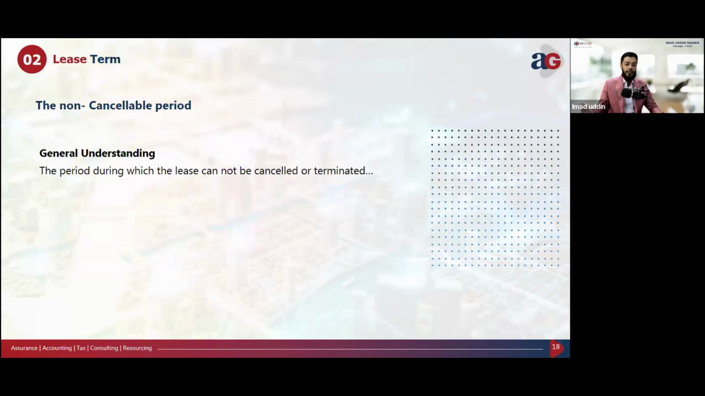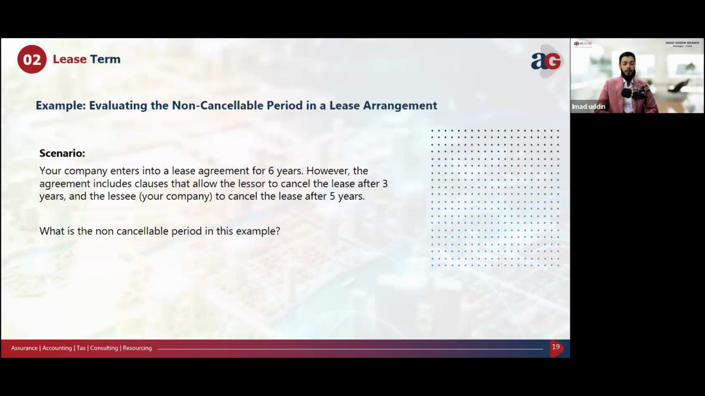Now, the general understanding is that the non-cancellable period is the period during which the lease cannot be cancelled or terminated. But by whom? Or under what conditions? So here's an example to ease your knowledge. Your company enters into a lease agreement for 6 years. However, the agreement includes clauses that allow the lessor to cancel the lease after 3 years and the lessee to cancel the lease after 5 years. So the lease agreement is for 6 years, but the lessor can cancel the lease after 3 years and the lessee can cancel the lease after 5 years.